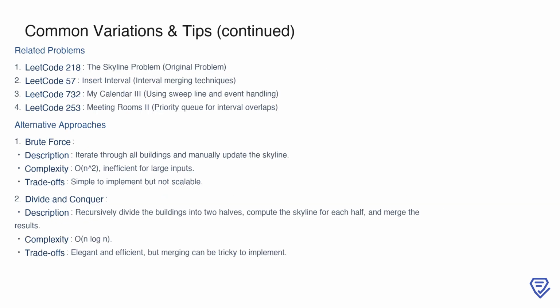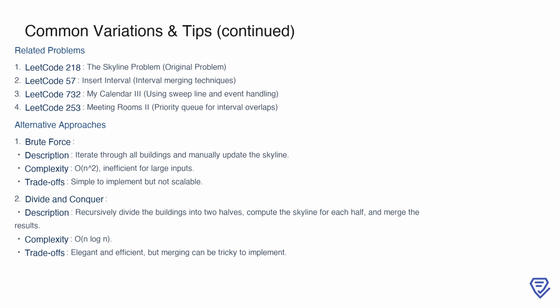The skyline problem is closely related to several other problems that can deepen your understanding of interval handling. For example, LeetCode 57, Insert Interval, introduces interval merging techniques, while LeetCode 732, My Calendar 3, also uses the sweepline method with event handling. Additionally, LeetCode 253, Meeting Rooms 2, teaches how to use a priority queue to manage interval overlaps. Now, let's look at alternative approaches to solving this problem.